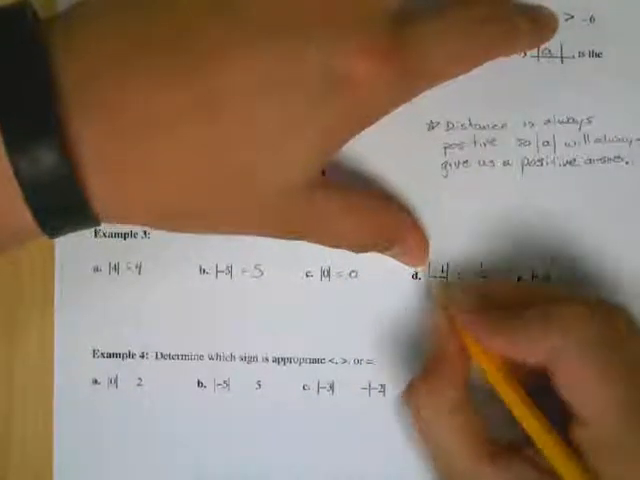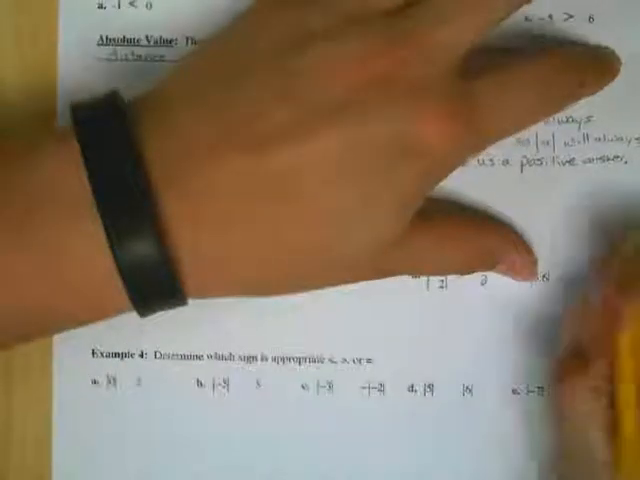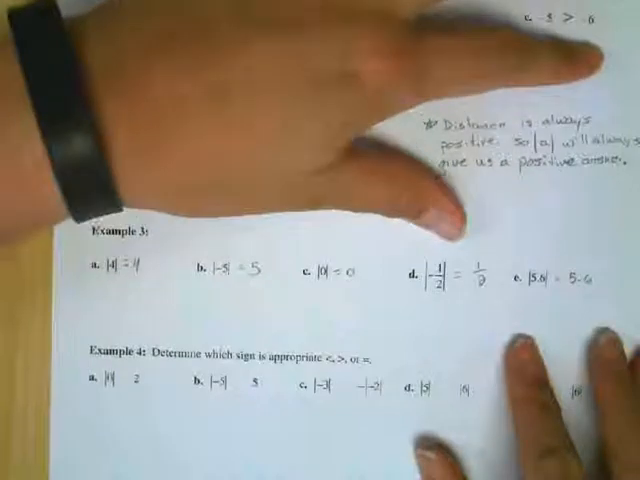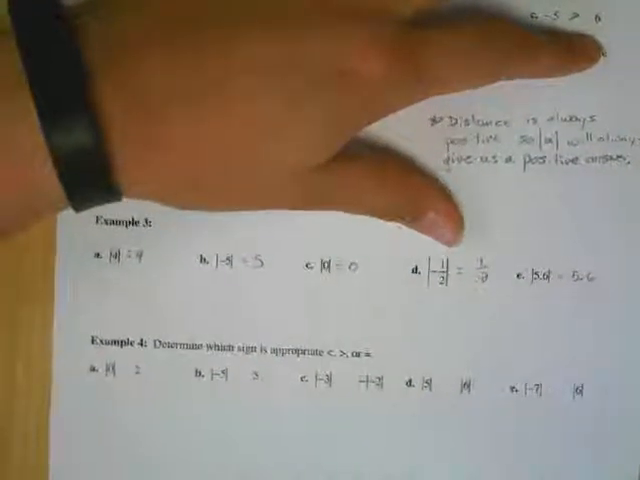The absolute value of -1/2 is +1/2, and the absolute value of 5.6 is just 5.6. Don't let these things throw you off. They should be super easy. You're just dropping the negative. They'll get complicated later on, but right now that's all we want from you.